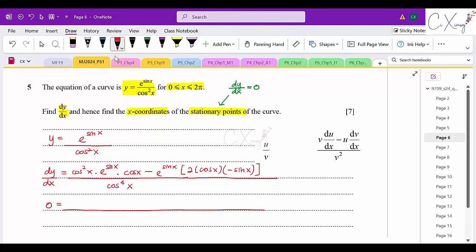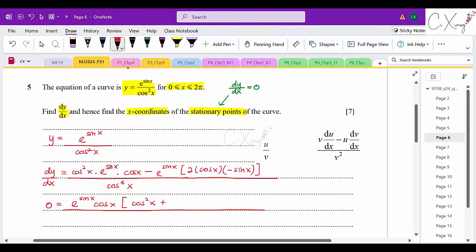What I can do here is factorize out the e power sine x. And I realized that for the first and the second term here, both also have cos x. So I will need to factorize out the cos x as well. So I left only cos square x. Okay, then plus 2 sine x. Then cos power 4x.